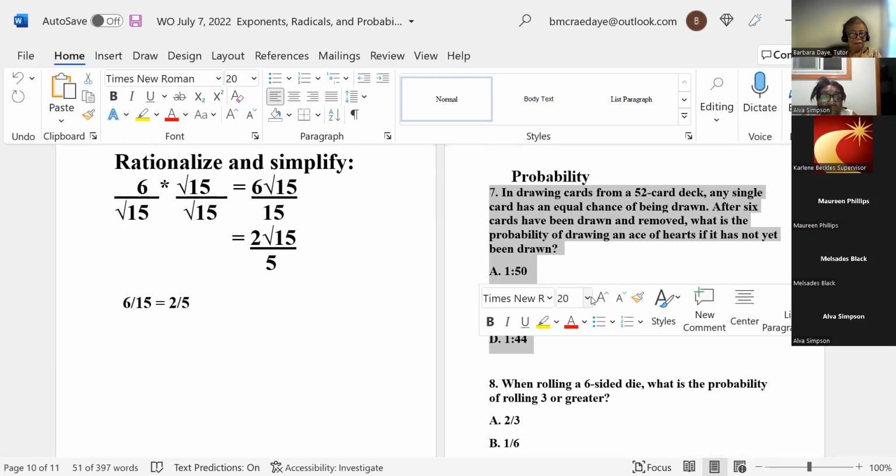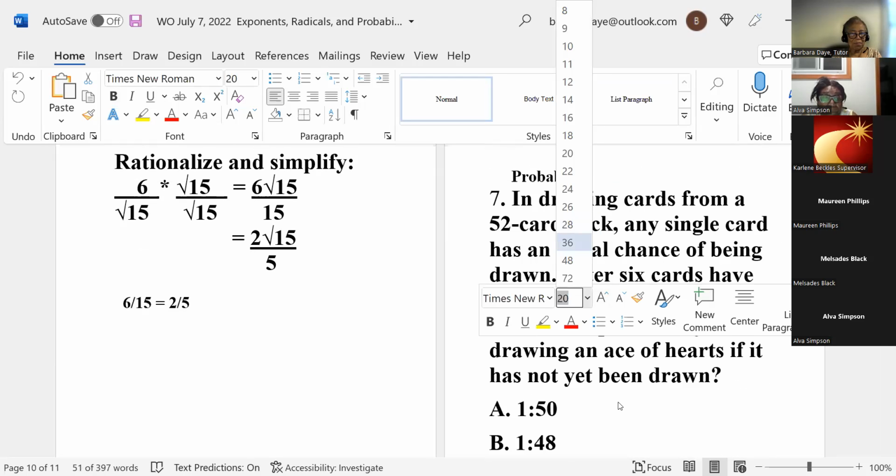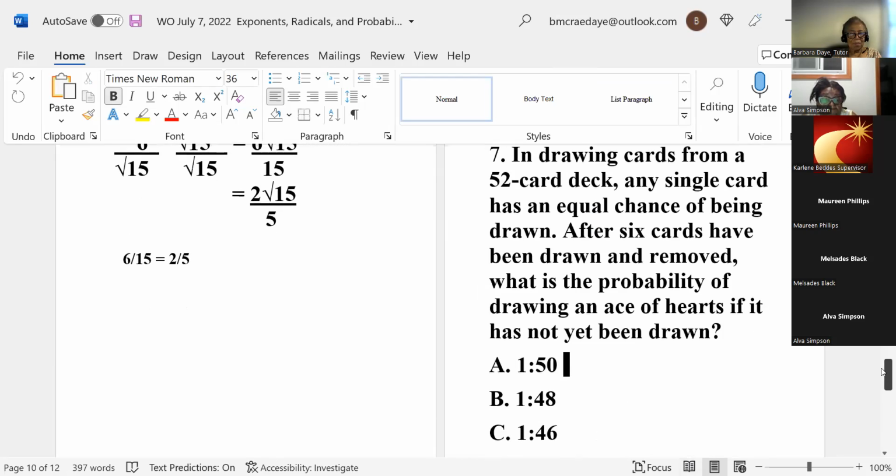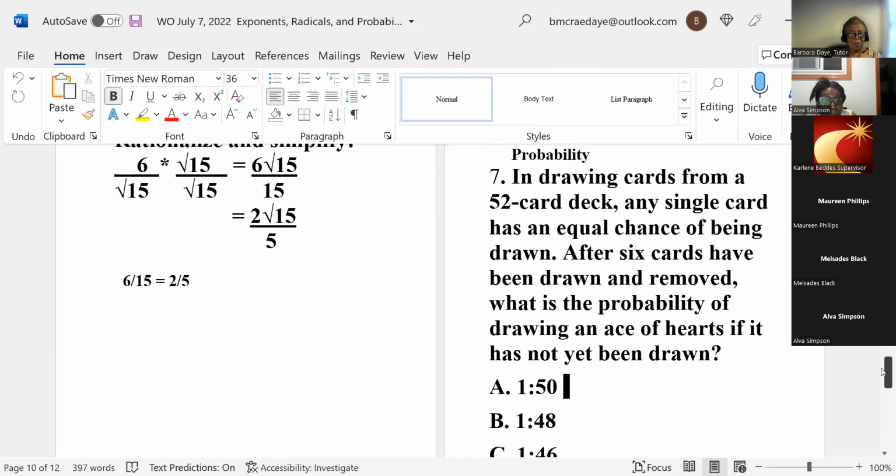Okay, let me read. Drawing cards from a 52 card deck, any single card has an equal chance of being drawn after 6 cards have been drawn. And what is the probability of drawing an ace of hearts if they have not yet been drawn? Okay. So, how did you do that one? How did I do it? Let's see.